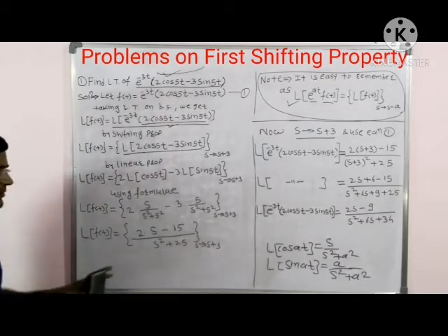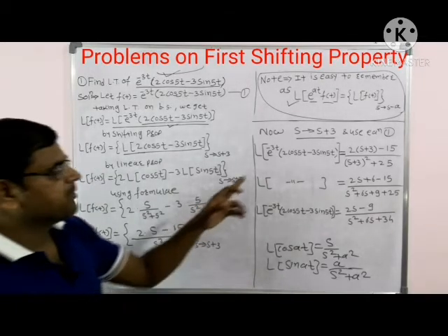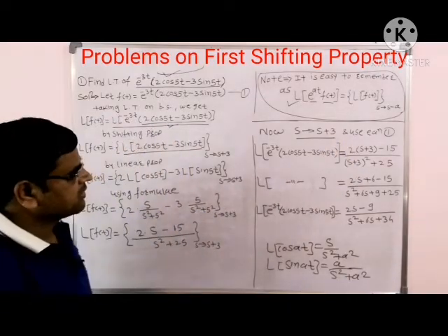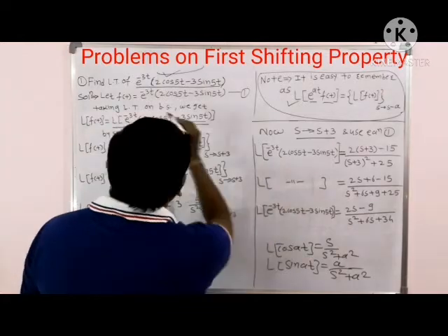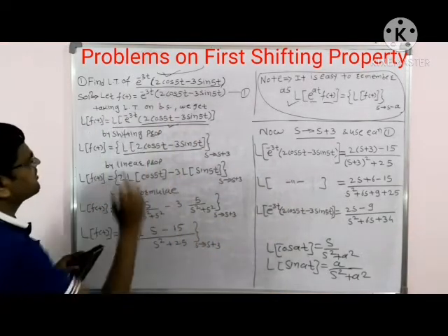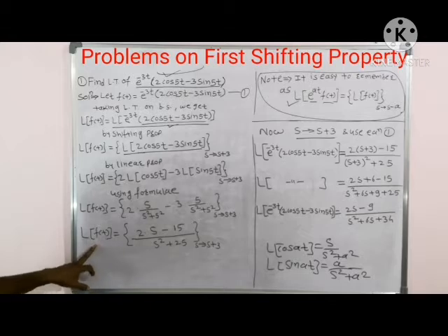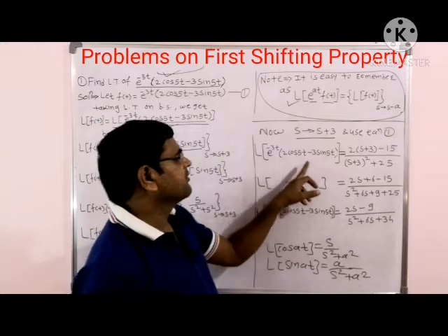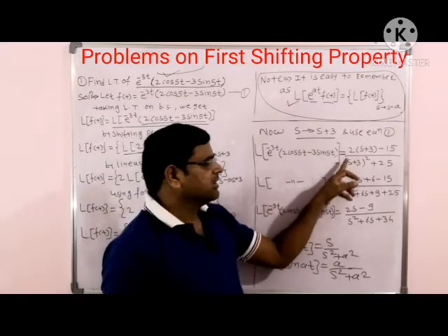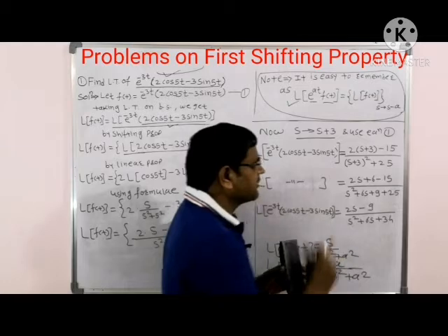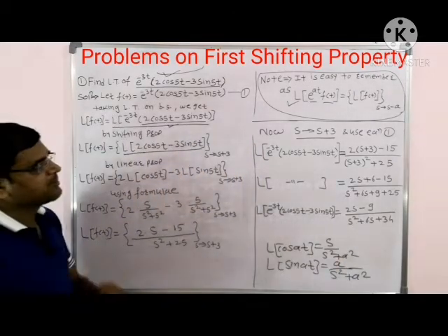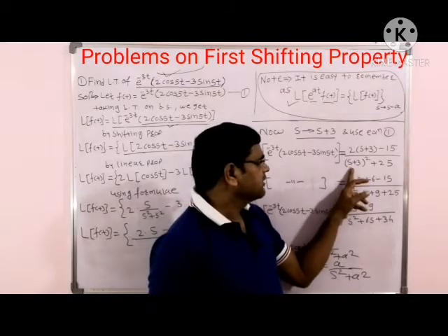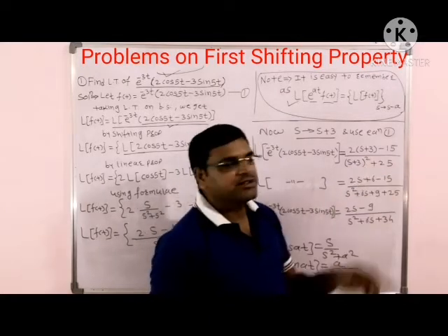So s replaced by s plus 3. Now we will replace s by s plus 3 and we will use equation number 1. So what is equation number 1? What is f of t? f of t is e raised to power minus 3t. So putting f of t in this term, we get L of e raised to power minus 3t into (2 cos 5t minus 3 sin 5t) equals 2 with s replaced by s plus 3, minus 15, divided by s plus 3 whole square plus 25.